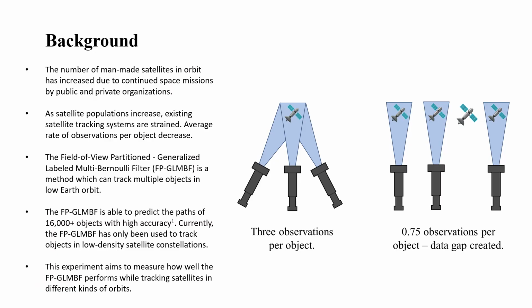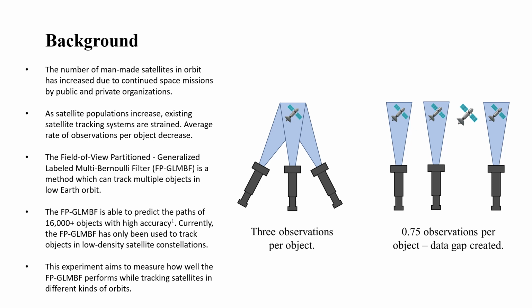As public and private organizations launch new and innovative spacecraft, our current satellite tracking systems are put under a greater load than ever before. More satellites enter the atmosphere, making our systems less and less accurate. The field of view partitioned, generalized labeled multi-Bernoulli filter, or the filter for short, is a new method for tracking satellites that is able to track satellites using less resources.